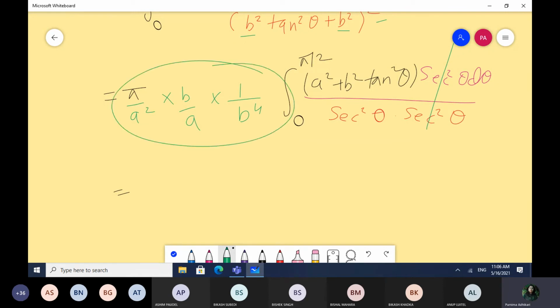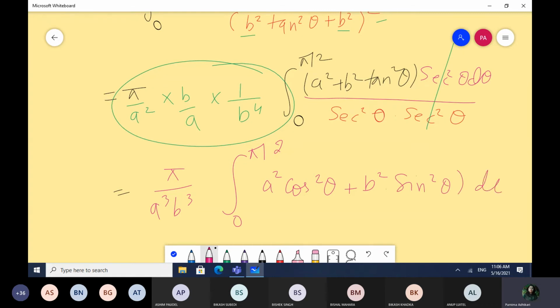This whole expression will give you pi over a cube b cube. You will get pi upon a cube b cube, integral 0 to pi by 2, a square sec square theta. Sorry, a square cos square theta. Right? You have a square upon sec square theta, which is a square into cos square theta, plus what is tan square theta over sec square theta? sin square theta. Exactly. d theta.